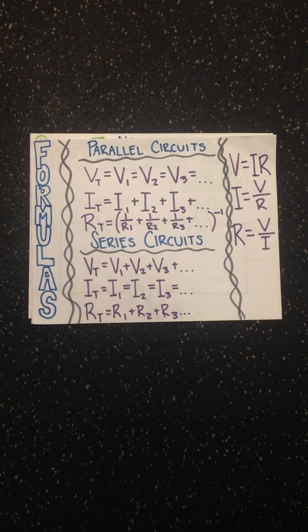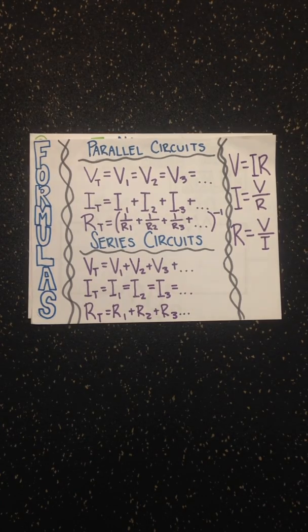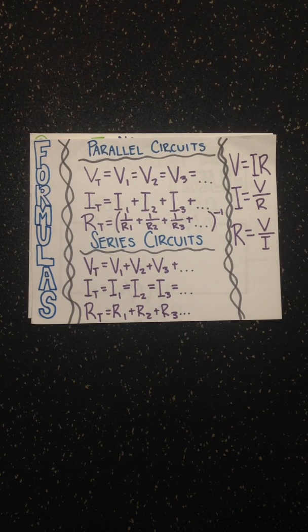Formulas. Parallel circuits. To find the total voltage, it will all equal the same. To find the total current, you have to add the first current plus the second current plus the third current. To find the total resistance, you have to put 1 over the first resistance, add it to 1 over the second resistance, and add that to 1 over the third resistance, and so on. Then take the inverse.